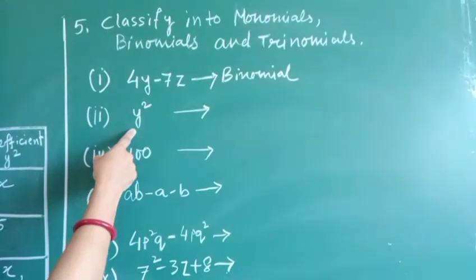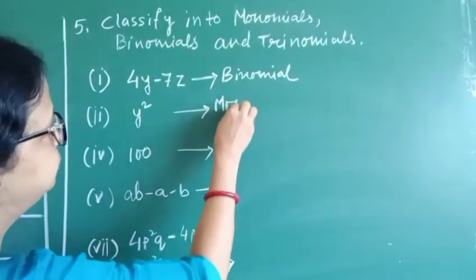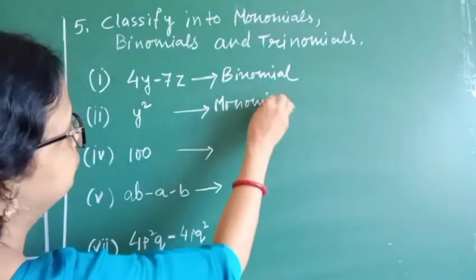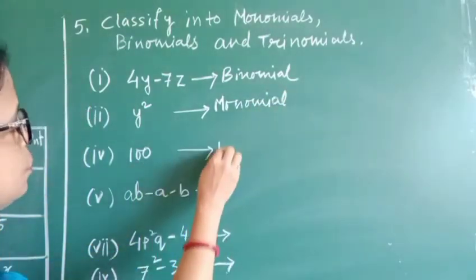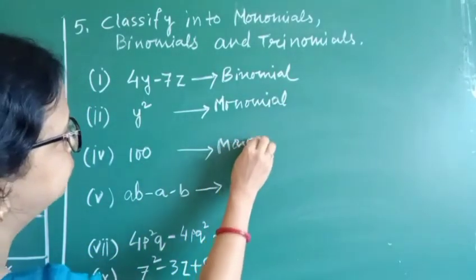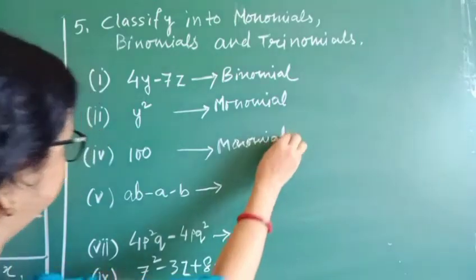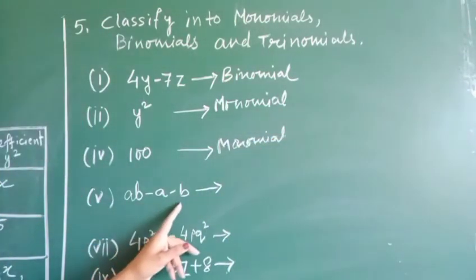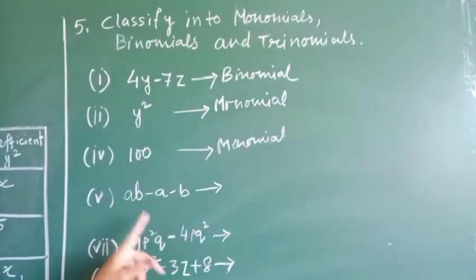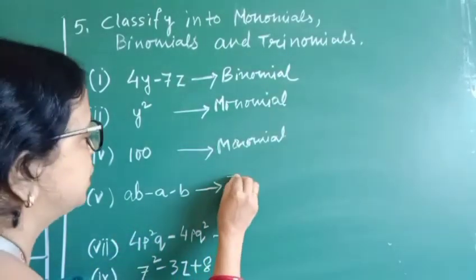Only one term, so monomial. This is also monomial. 1, 2, 3. Three terms are there, so we can write trinomial.